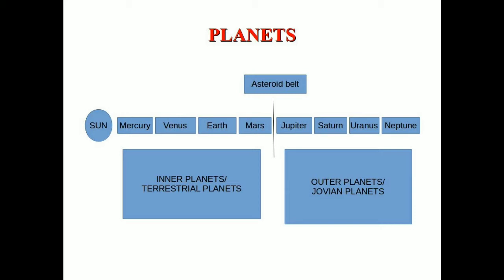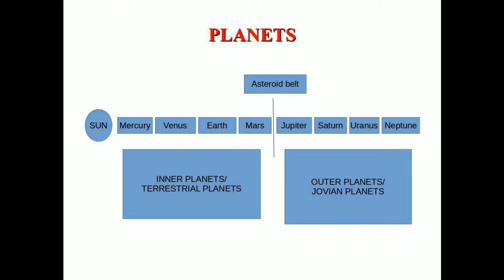Outer planets are encircled by planetary rings and possess numerous natural satellites. All the planets rotate about their own axis in anticlockwise direction, that is west to east. Also, except Venus and Uranus, all the planets revolve around the Sun in anticlockwise direction, that is west to east.